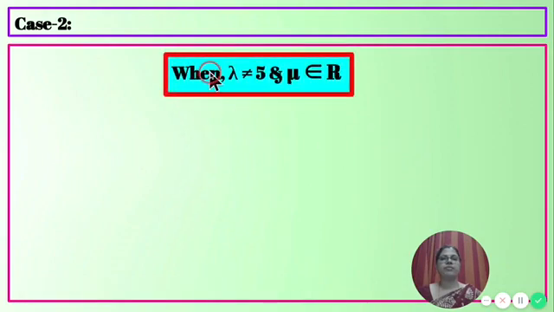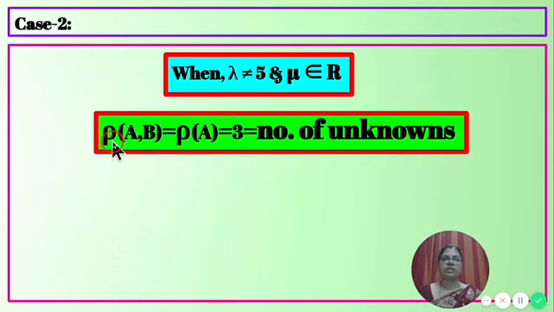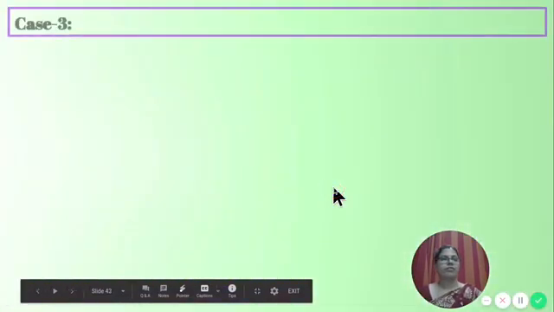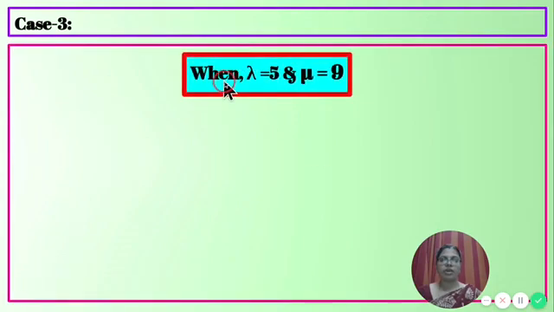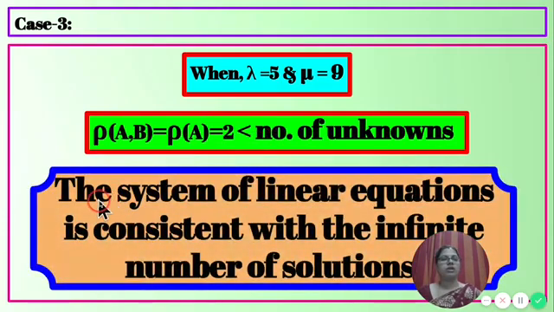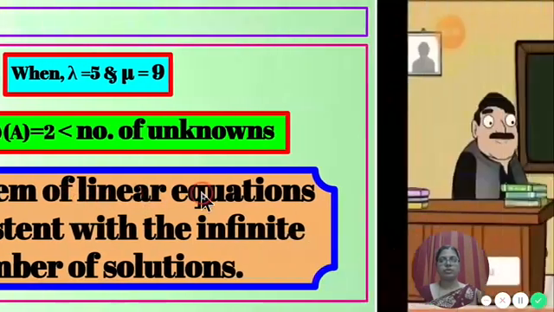For case 2, when lambda is not equal to 5 and mu belongs to R, that is a real number, then rank of (A, B) is equal to rank of A, that is equal to 3, that is equal to the number of unknowns. So the system of linear equations is consistent with a unique solution. For case 3, when lambda is equal to 5 and mu is equal to 9, then rank of (A, B) is equal to rank of A, that is equal to 2, which is less than the number of unknowns. So the system of linear equations is consistent with an infinite number of solutions.